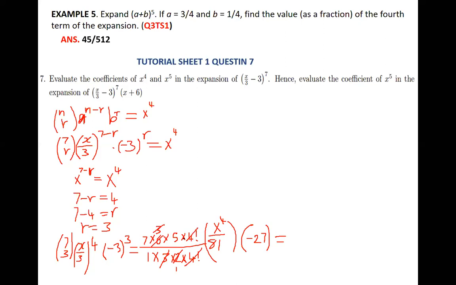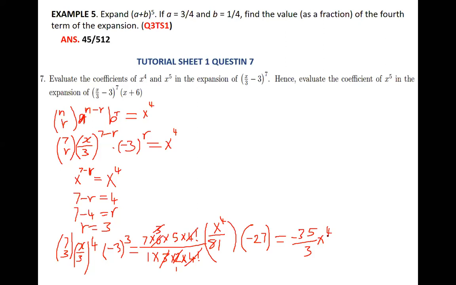Then when you multiply 35 times 27, you get negative 945, and then you divide that by 81. You get your answer to be 35 over 3. So your answer here will be negative 35 over 3, everything multiplied by x to the power 4. This is what we are going to get.